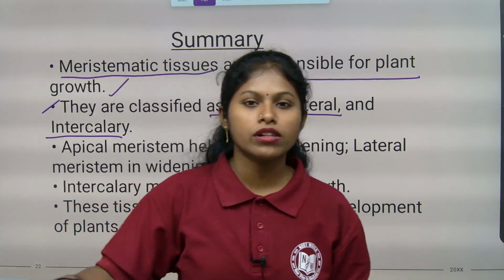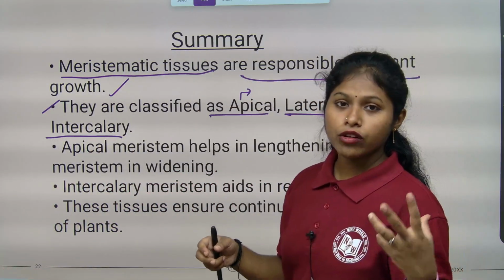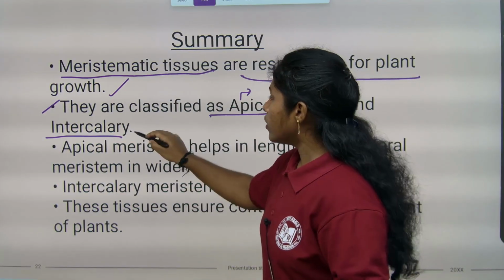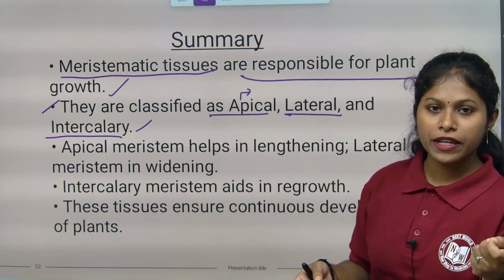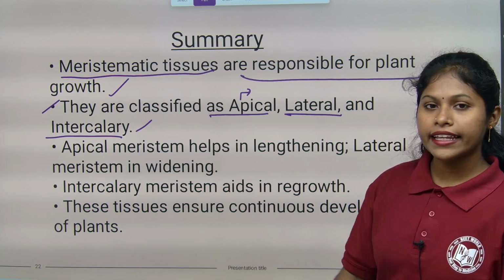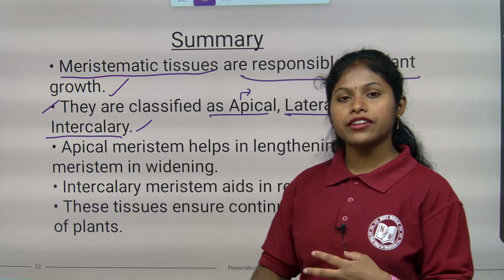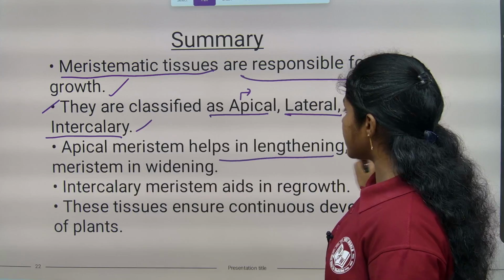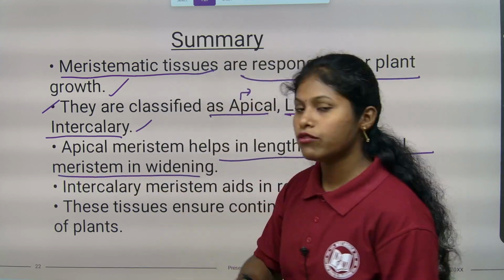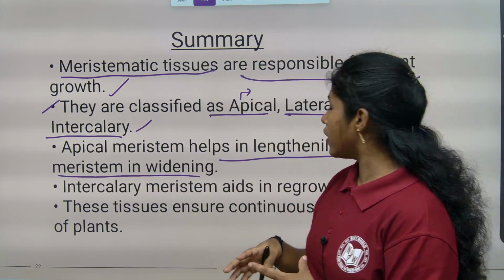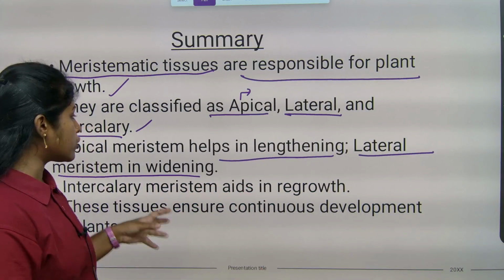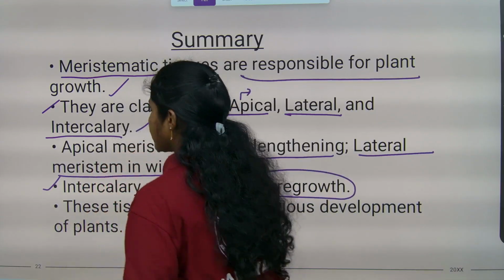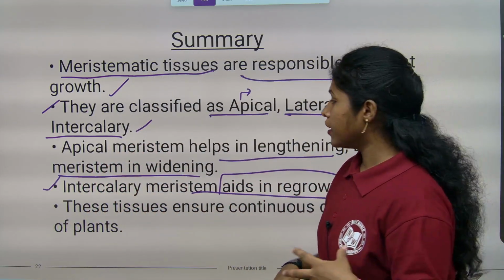plants and is involved in their growth, and intercalary is present at the base of the lamina, in nodal regions, right? So intercalary is present in the nodes of the leaves and the base of the lamina. Mainly in grasses, the regeneration of the plants is due to the intercalary meristem. Apical meristem helps in lengthening and lateral meristem helps in widening. Apical meristem is involved in the height of the plant, and lateral meristem in the width of the plant. Intercalary meristem aids in regrowth, and regrowth of the plants is due to the intercalary meristems.